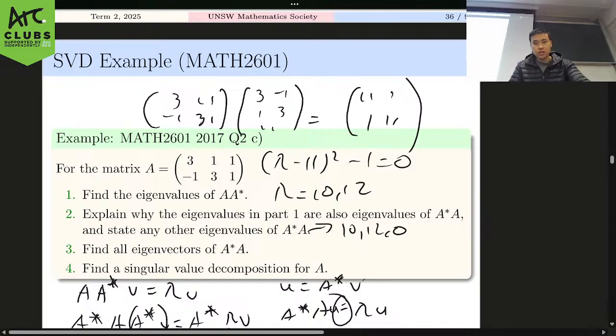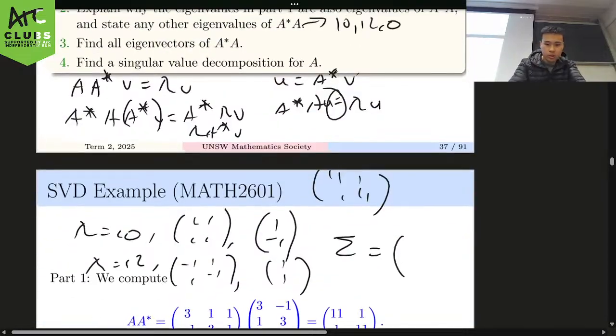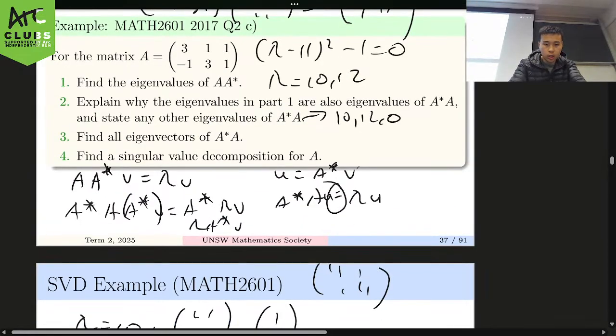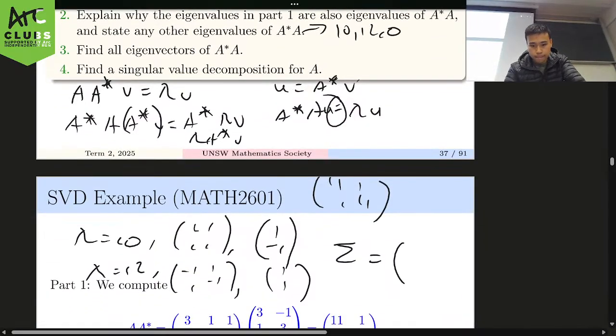Now I have to do this SVD. So the sigma one is kind of easy. So why not just write out the square roots of all our eigenvalues? So we already said it was square root of 12 and then root 10.